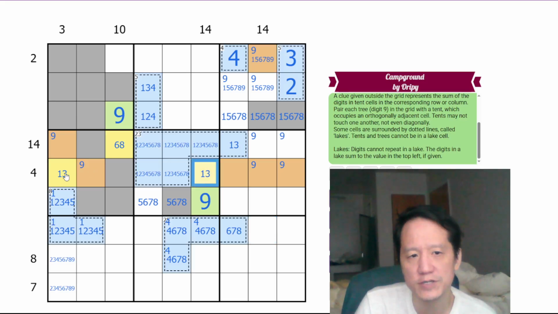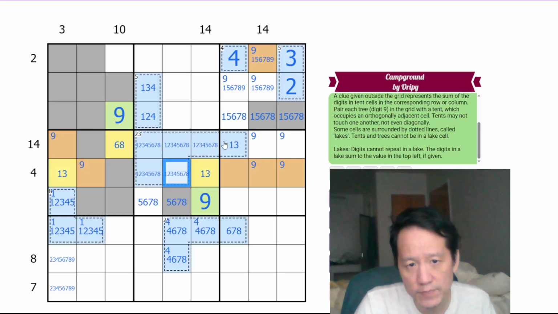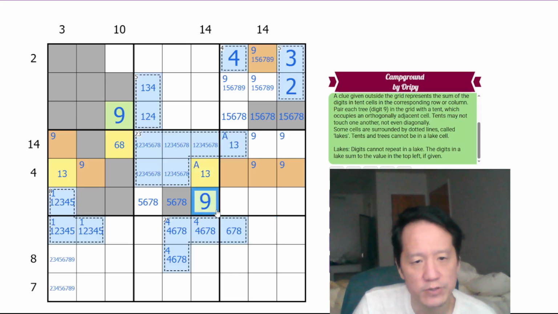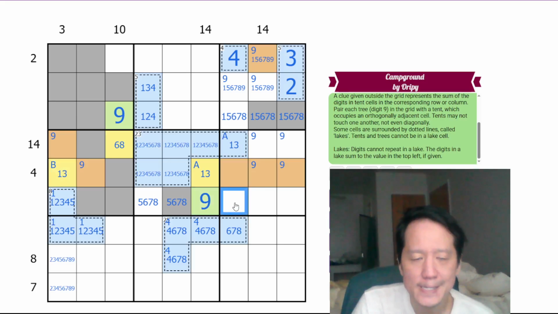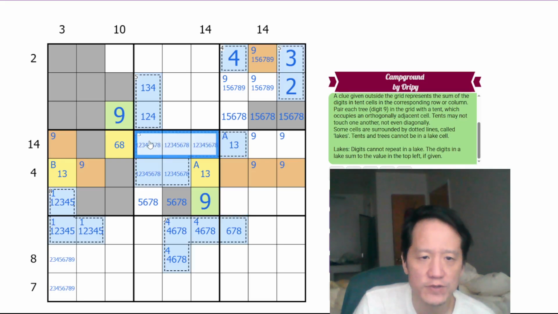This is 1 or 3. This is 1 or 3. So these 2 digits are the same. We'll mark that as an A. That is the same as that one. This is different. This must be B. And it must be one of these 3 digits.